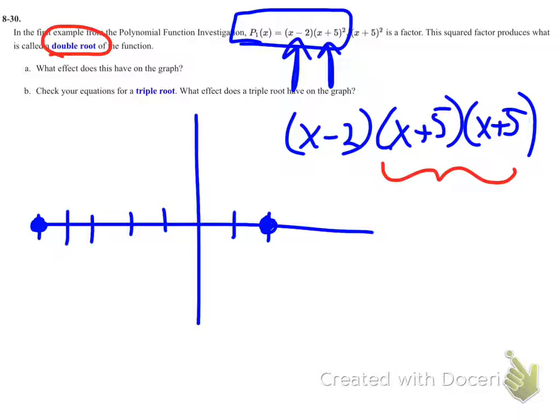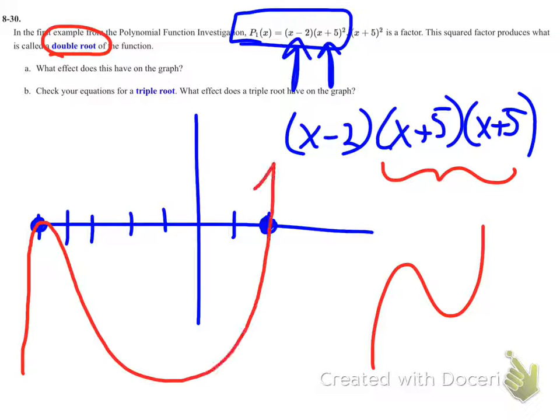So if I know this is going to be a third degree polynomial, it's going to have positive orientation, so it'll look like that instead of looking like this. That means as it gets to this intercept, it'll bounce, and then it'll go through that one. So there's a sketch of what that looks like.